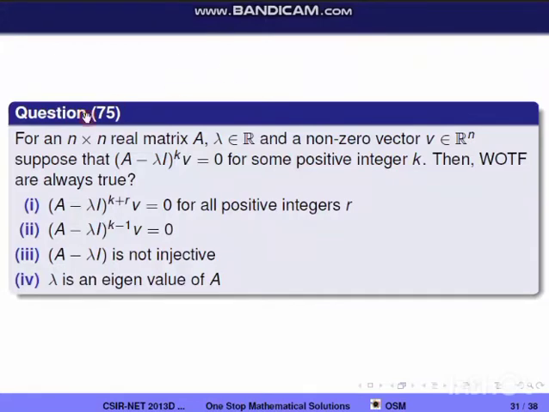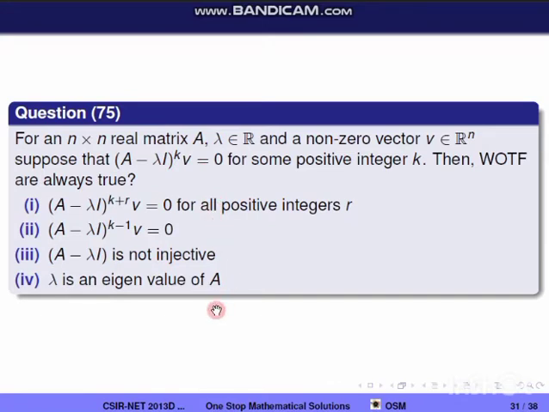Next question, question 75. For an n cross n real matrix A, lambda belongs to R and a non-zero vector V belongs to Rn. Suppose that (A minus lambda I) whole power k into V is equal to 0 for a positive integer k, then which of the following are always true? So they are given a matrix A which satisfies this equation. Then we have to check which of the options is true.